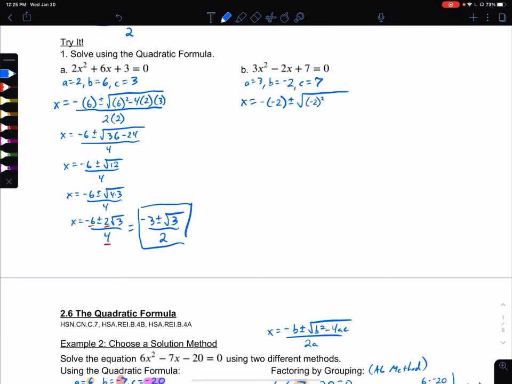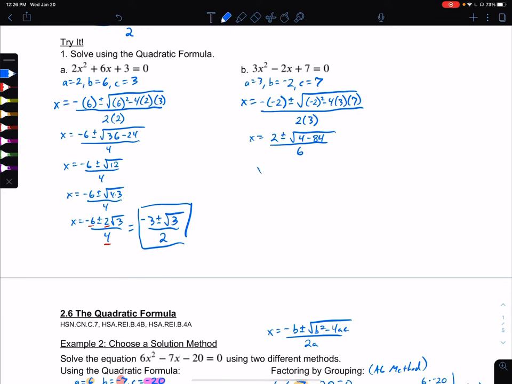Again, negative 2 squared. Those parentheses are going to make a big difference in our problem. And then 2 times 3. The double negative becomes a positive 2. Negative 2 squared would be 4. And then we have 4 times 3 times 7, which would be 84. So we're going to subtract 84 here, and that would be divided by 6.